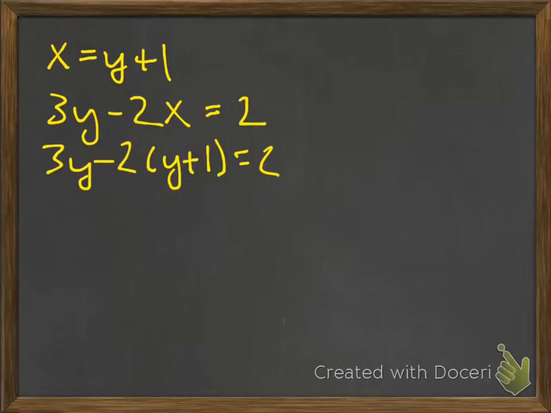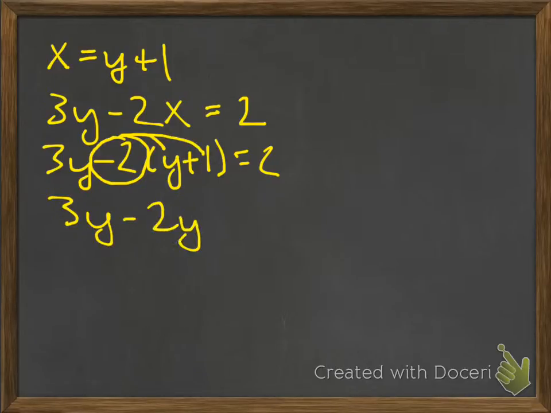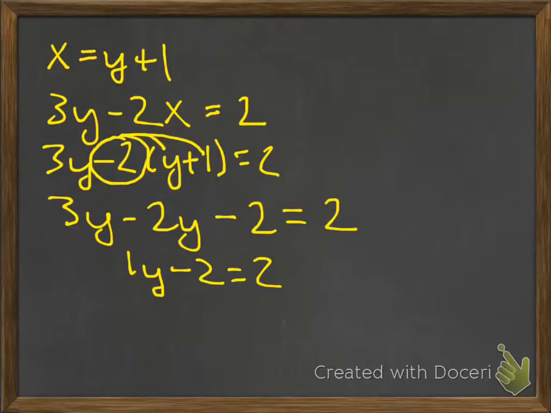Distribute. Now here's another thing that you got to be careful of. When you distribute, you're distributing negative 2 to the y and to the 1. 3y minus 2y, negative 2 times 1 is minus 2. So it's y minus 2 equals 2. Okay, 1y, or just y, yeah, you're right. y minus 2 is equal to 2. Then add 2.